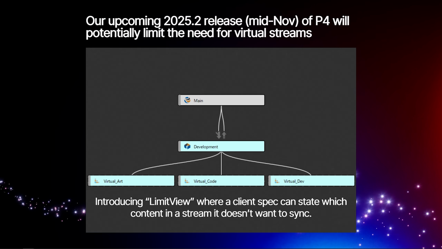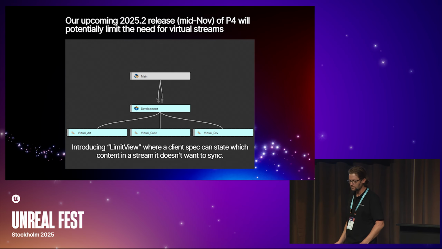So what we're doing in 25.2 is introducing a new field on the client spec called limit view. And so limit view is basically going to say, create the client, point it to this stream, but then exclude these paths from that stream. So now you can say every individual user gets their own unique view of this stream without having to mess with virtual streams. Again, this should be coming out in mid-November.